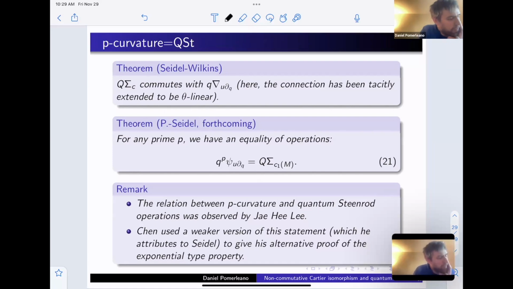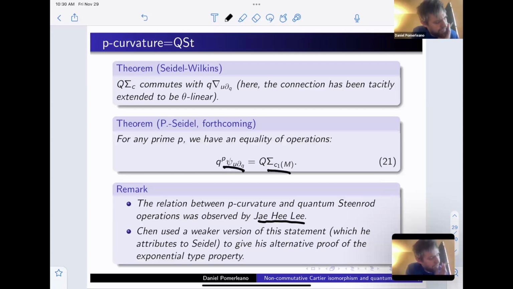And so what will appear in forthcoming work with Paul Seidel is that for any P one gets an actual equality of the P-curvature with the quantum Steenrod operations. As I was saying, there are two grad students who are involved with this story more than me, even much more than me. Jae-hee Lee was the one who noticed the similarity and made some calculations, and then Chen used a weaker version of this statement, which is just that the difference between quantum Steenrod and P-curvature is nilpotent.